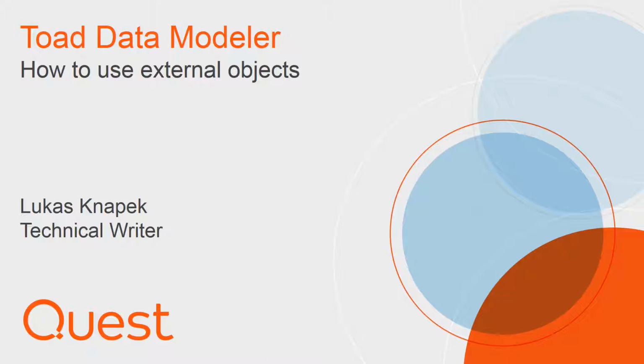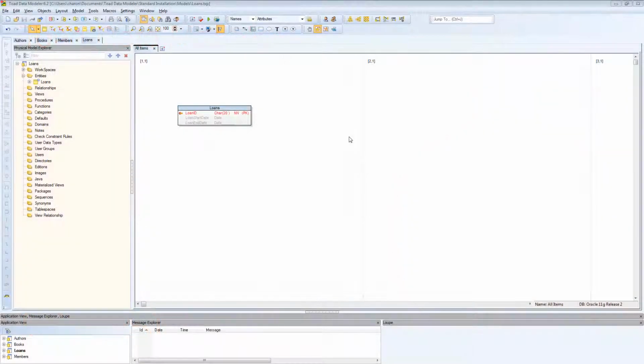In this video, I would like to introduce you to the concept of external objects, which is a new feature in Toad Data Modeler 6.2. External objects are basically objects that are imported into your model from any of your other models. However, as you will see, they are quite different from copies.